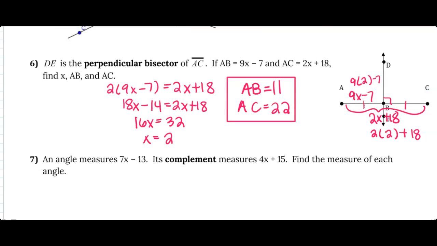Since we know that line DB bisects segment AC, then we know that AB is half of AC. So we can multiply AB by 2 and then equal that to 2x plus 18. Solving for x gets us to x equals 2. Plugging 2 back in for both AB and AC, we get that AB is 11 and AC is 22. Now give number 7 a try.